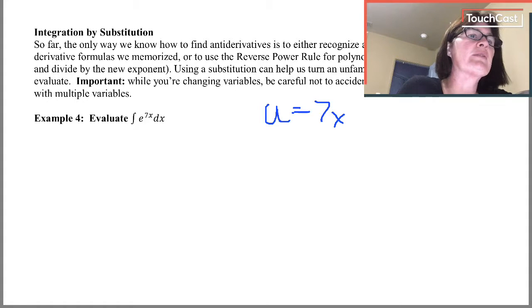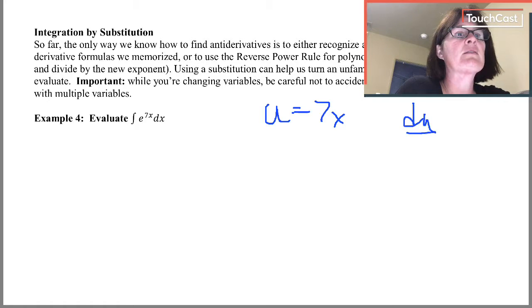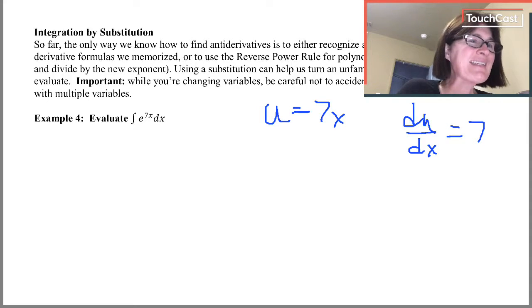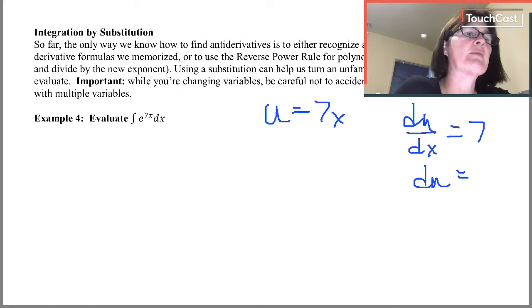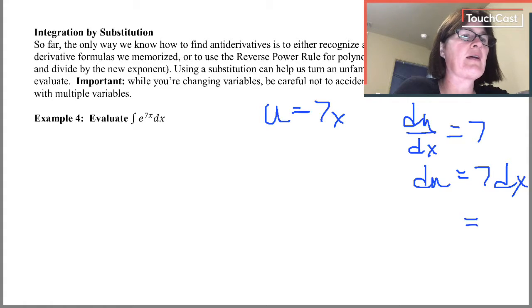So if I let u equal 7x, then I can imagine taking the derivative of both sides with respect to x. I might say du dx equals 7. I'm going to try to isolate the dx because I'm going to make a substitution in for that dx. So you might say du equals 7 dx. I'm going to divide both sides by 7 now and get that dx is du divided by 7.